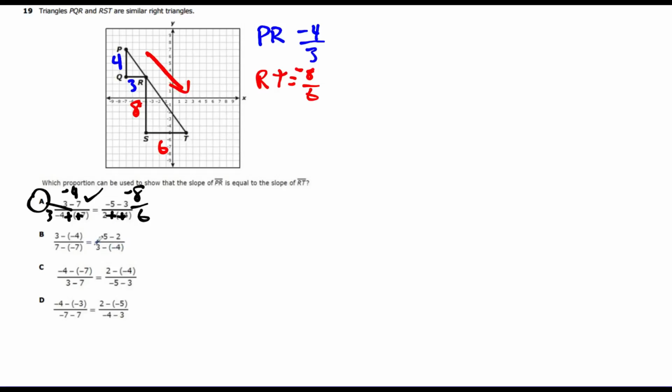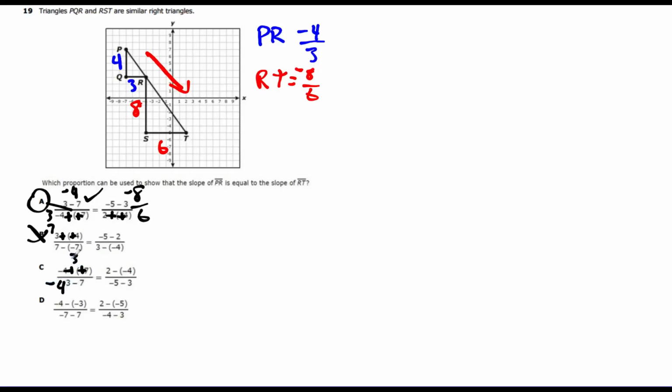But since I said it was important to check all of our answers, let's check all of our answers. So B: 3 minus -4, okay, plus, this is 7. Okay, 7 wasn't a number anywhere. I'm done with this. Alright, letter C, not number C. -4 plus 7, this is +3. And then 3 minus 7 is -4.